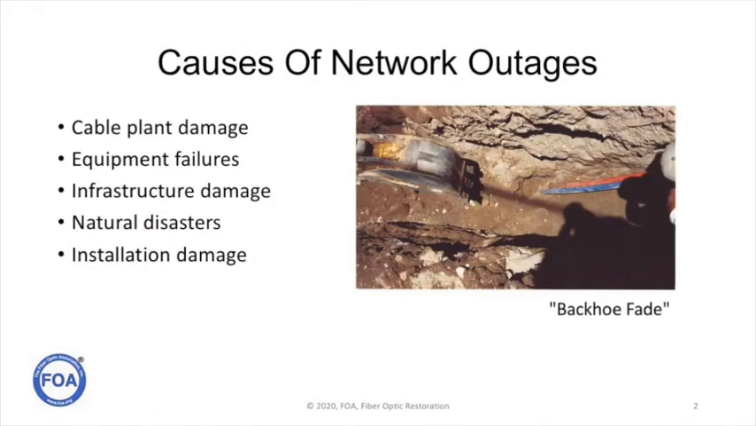There are lots of causes of network outages, including cable plant damage, equipment failure, infrastructure damage, natural disasters, and even damage that occurs during installation that doesn't show up until later. Let's take a look at all of those.